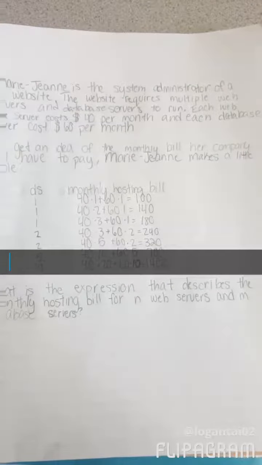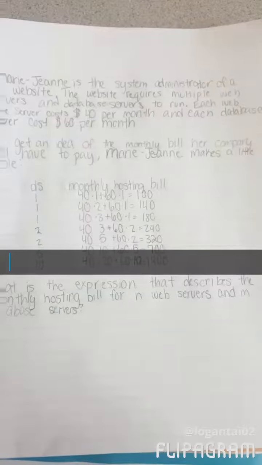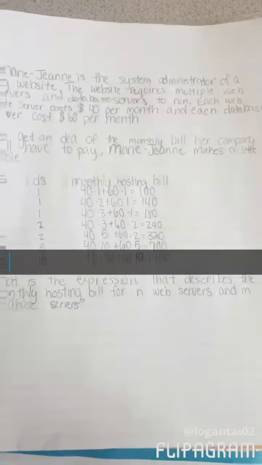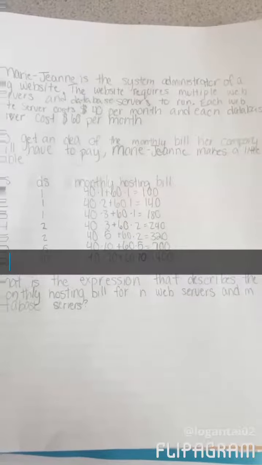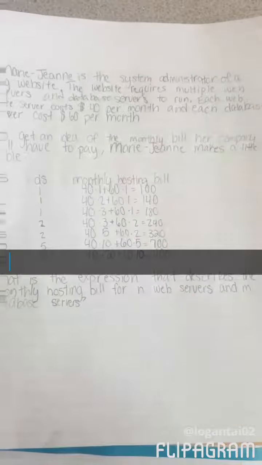So when she has M database servers, she still has to pay $60 per server times the total number of database servers. So 40N plus 60M is the expression for the monthly hosting bill in dollars.